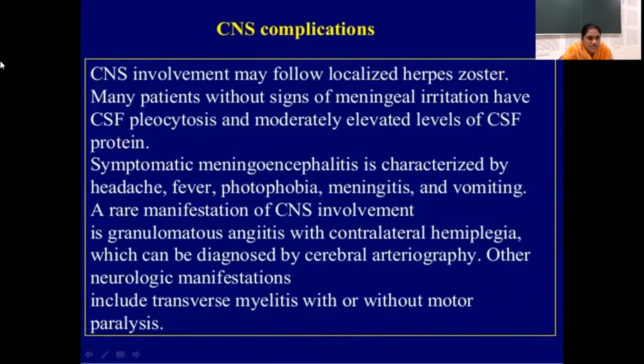CNS complications may follow localized herpes zoster. Many patients without symptoms of meningeal irritation have moderately elevated CSF protein and pleocytosis. Symptomatic meningoencephalitis is characterized by headache, fever, photophobia, meningism, and vomiting. These others are very rare complications. Transverse myelitis with or without motor paralysis can also be seen.